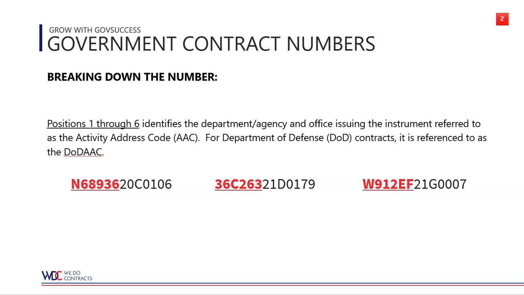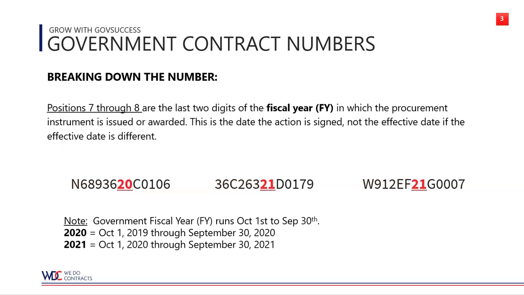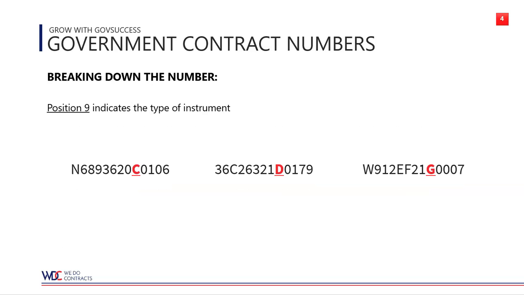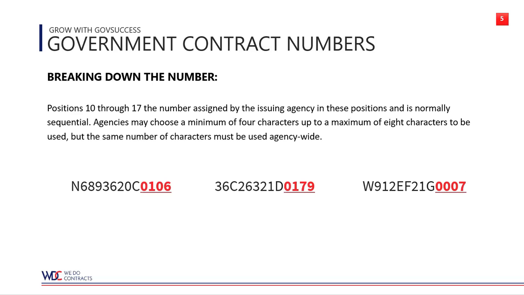So to remind you, the first 6 digits are your activity address code, your AAC, and if it's the Department of Defense, so Navy, Air Force, Marines, DLA, NASA, they'll have a DODAAC, a Department of Defense activity address code. You have your fiscal year, and remember the government fiscal year is October 1st through September 30th of any calendar year. The 9th position is your instrument number, so C for contract, D for IDIQ, G for BOA. And then the last 4 digits are the sequential numbers for that agency. They're just typically in a row.